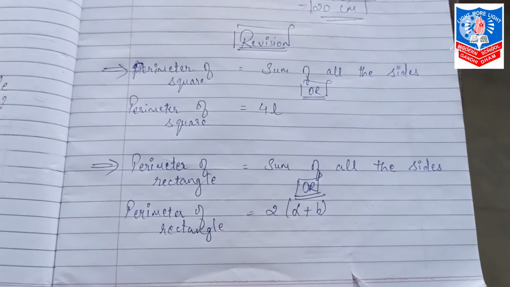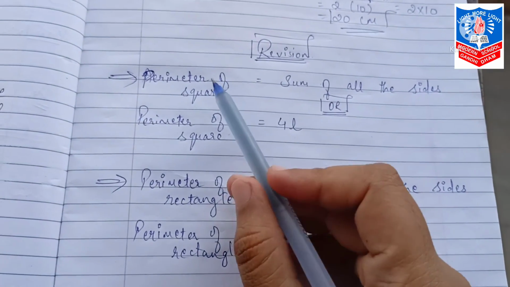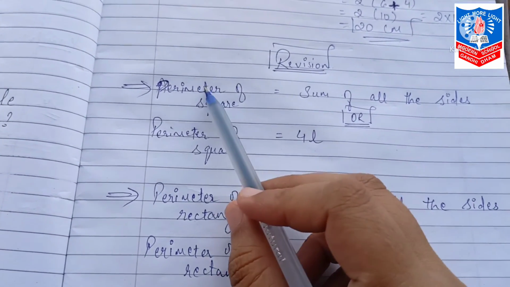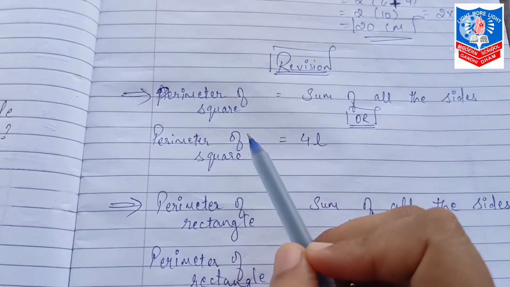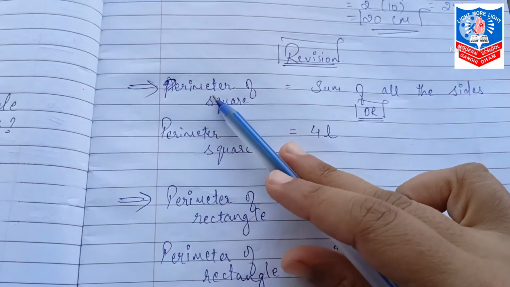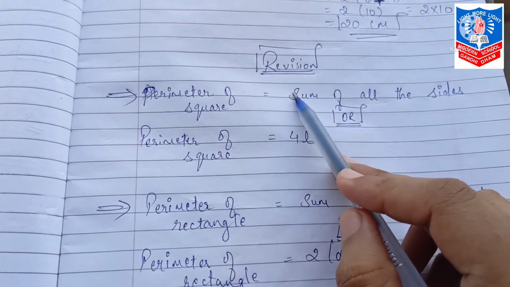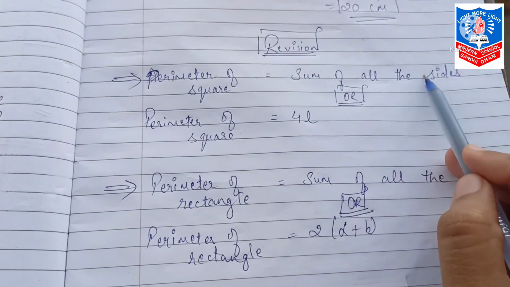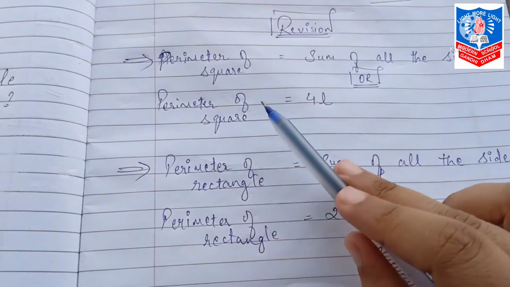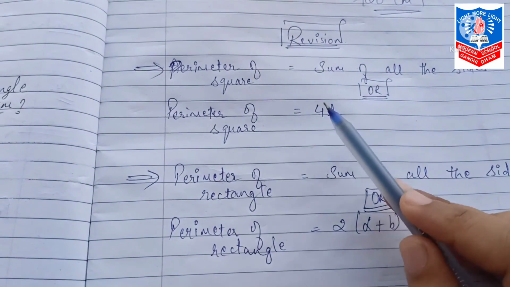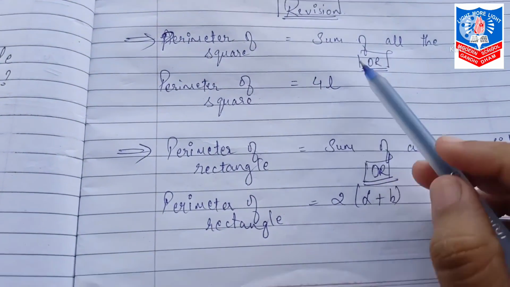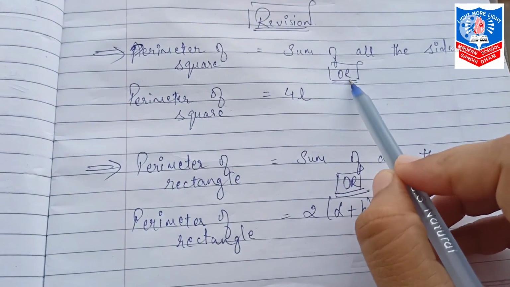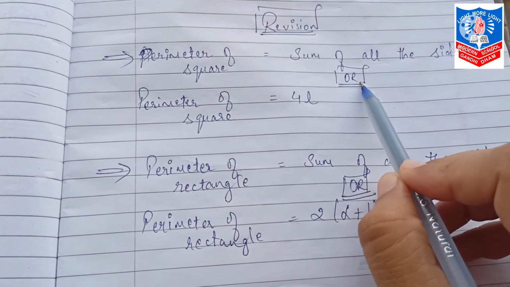Okay, now let us revise what we have done right now. We have used, children, two things over here. That means one is without formula and one is with formula. Now perimeter of square we can find by two ways. That is sum of all the sides. We will total up all the sides of the square, or else you can use a formula that is 4 into L. That's why I have written over here 'or'. ओके मतलब आपका ऑप्शन है कि आपको कौन सा चूज़ करना है.